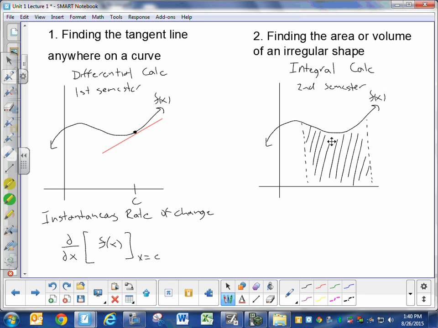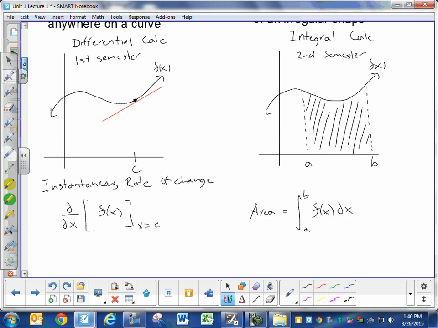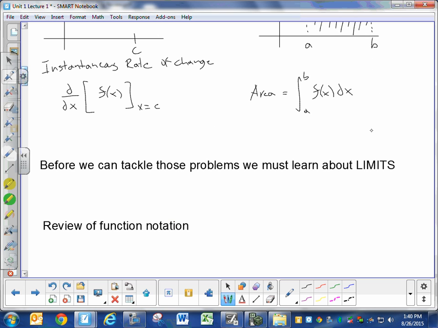Over here, to find this area, we would say that the area would be, let's say this is A and B, equal to, this is a tall skinny S, it's called an integral from A to B of f of x dx. And we will figure out what that notation means and what this notation means soon. But that's just introducing it to you. Before we go into these problems, we must learn about limits.